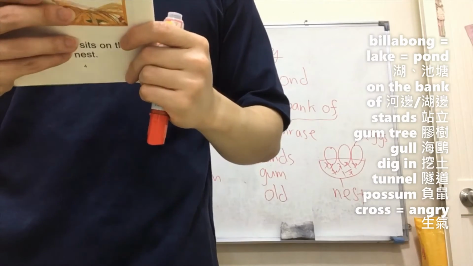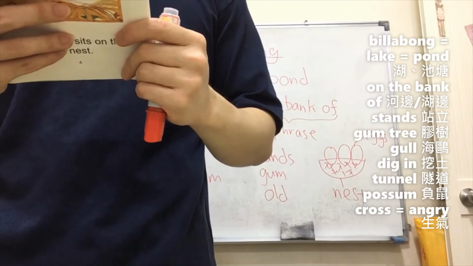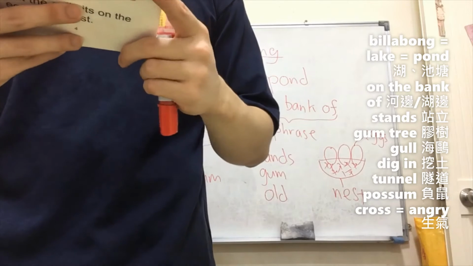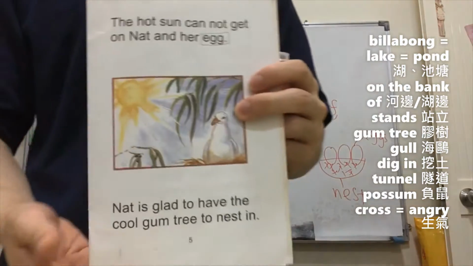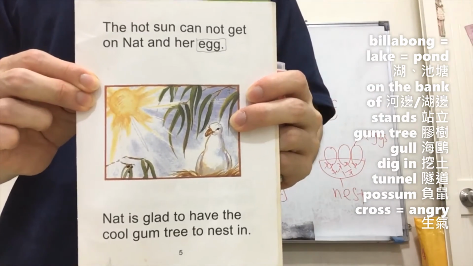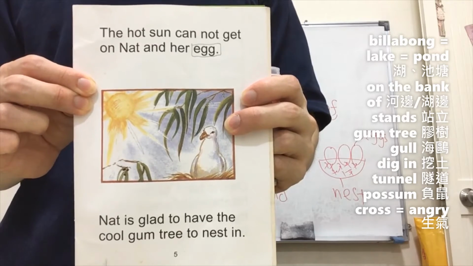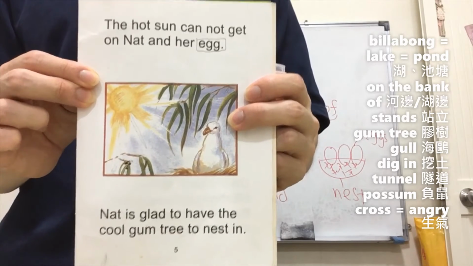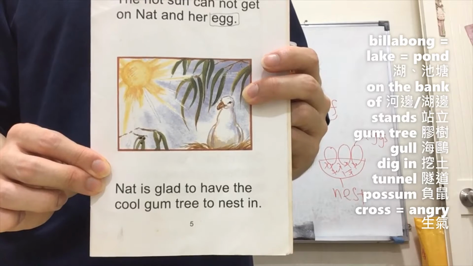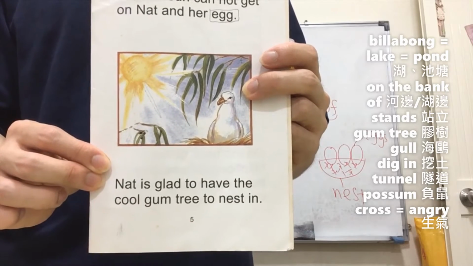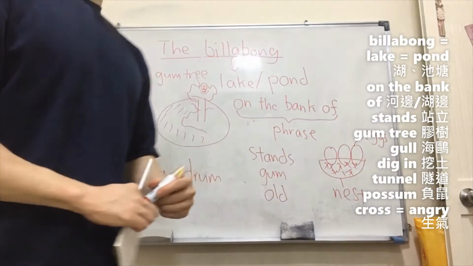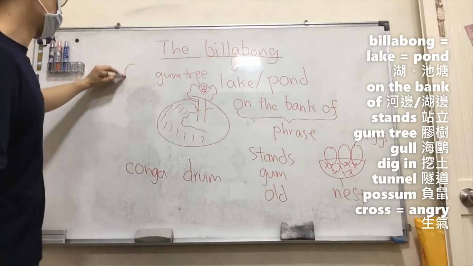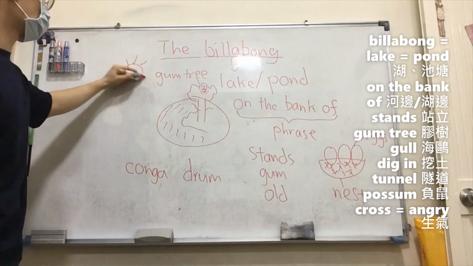The hot sun cannot get on Ned and her egg. Ned is glad to have the cool gum tree to nest in, alright? So the hot sun cannot get on Ned and her egg. Ned is glad to have the cool gum tree to nest in. Alright, so now we have the sun here, okay? The sun here.